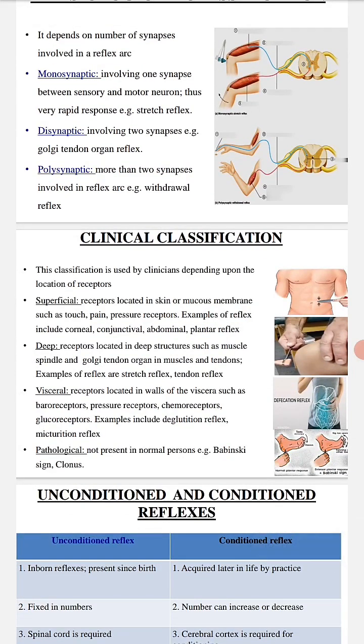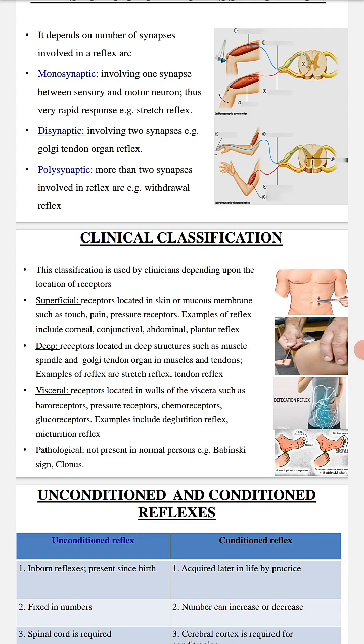Clinical classification. This classification is used by the clinician depending upon the location of receptors. Superficial: receptors located in the skin or mucous membranes such as touch, pain, pressure receptors. Examples of reflex include corneal, conjunctival, abdominal or plantar reflex. Deep: receptors are located in the deep structures such as the muscle spindle and Golgi tendon organ in the muscles and tendons. Examples of the reflex are the stretch reflex and tendon reflex.